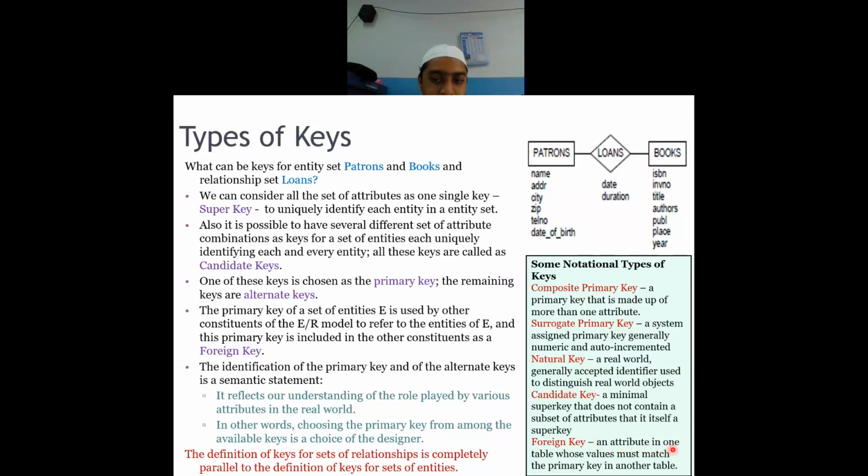An attribute in one table whose values must be the primary key in another table. That means, suppose this name is the primary key of this patterns table. If I am copying this name column back into the books table to show that there is a relationship between them, then the name column here will be called a foreign key in the books table. But name in the patterns table will be the primary key for the patterns. Is it clear? We'll include the foreign key here just to show that there is a relationship between them.